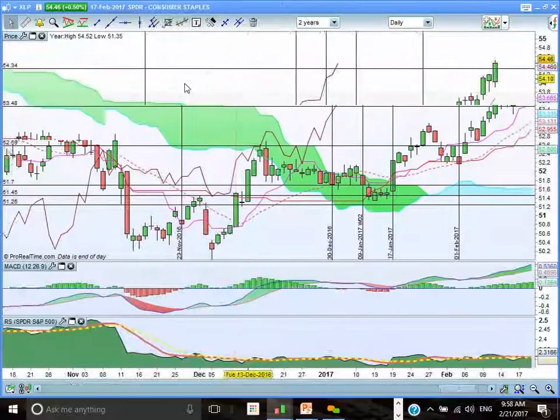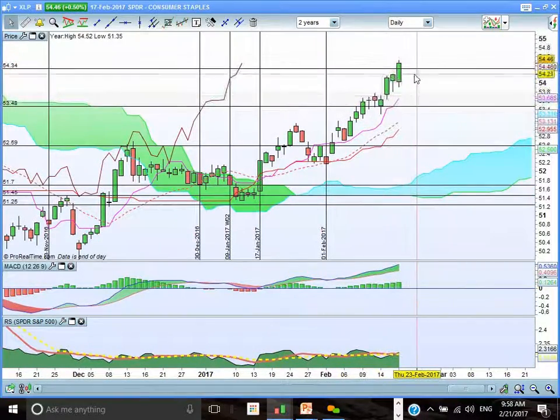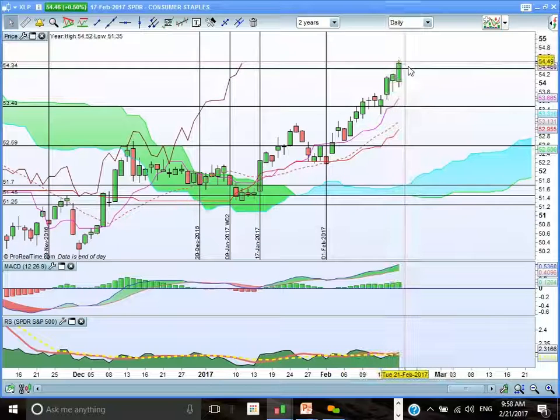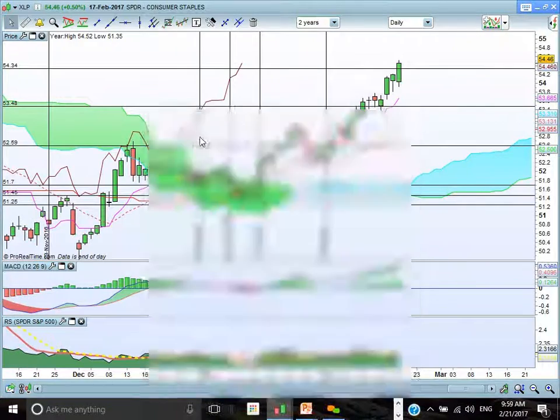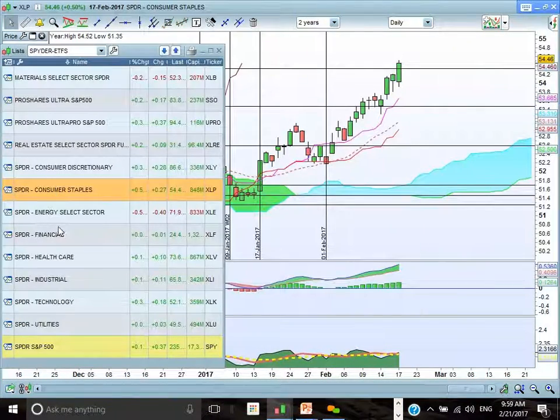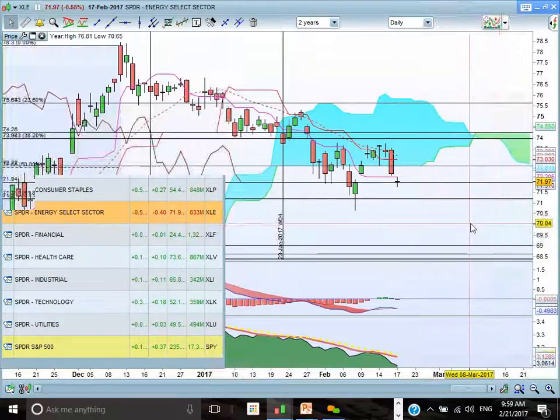So we could see a reversal and a consolidation at this level, back down to retest the support of the old cloud chart levels here. But still a strong uptrend in place, and looking for buying at the pullbacks for consumer staples.